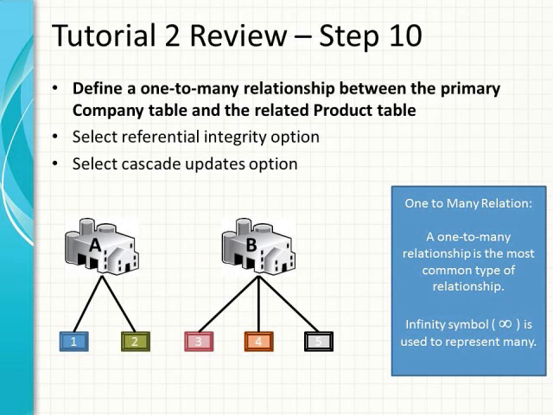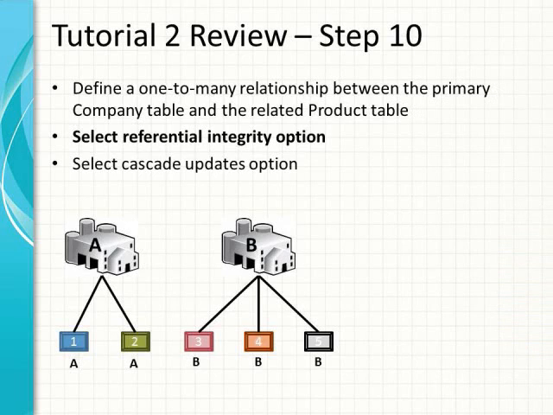A one-to-many relationship is one of the most common types of relationships that we'll find in databases. And to represent the many, most software applications use the infinity symbol. And what you'll see in our homework assignment is that we have that foreign key in our product table that refers back to the company that's associated with it. Let's go on to the second step.